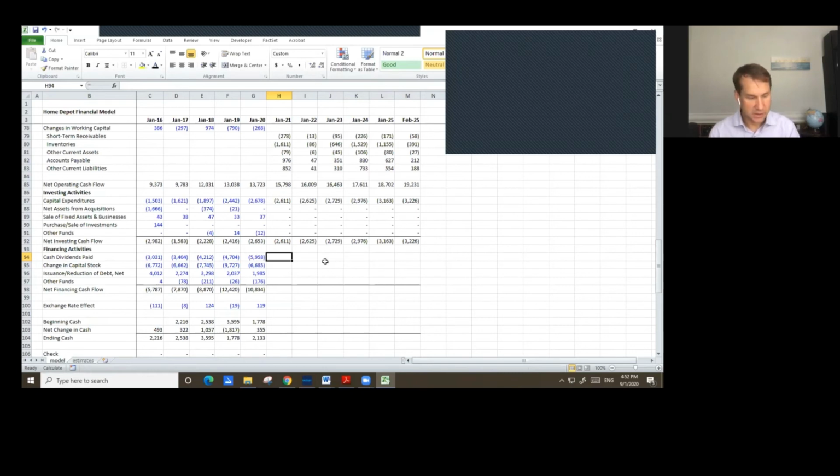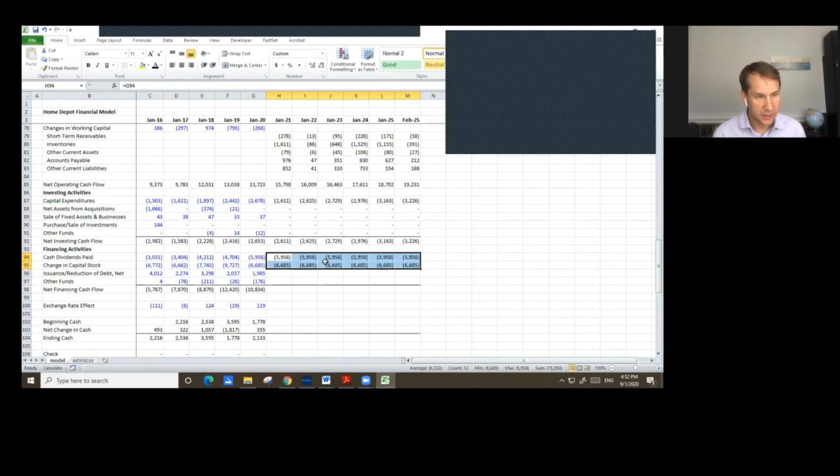Cash dividends paid. It depends on dividend policy, but it's been fairly consistent here. I mean, there were ups and downs in share buybacks, but they have been paying both dividends and doing share buybacks. Let me maybe base it on prior year. I'll just keep it flat.